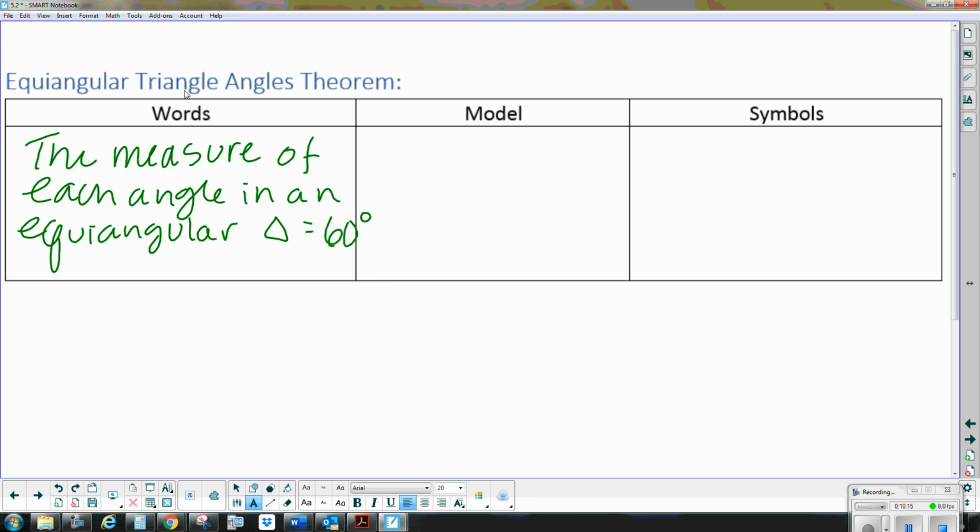So we have this equiangular triangles theorem, and this says that the measure of each angle in an equiangular triangle is 60 degrees. It has to be because there are three angles that are congruent and they have to add up to 180. So to model this in an equiangular triangle, I can name all of the angles using the same variable. And writing it out in symbols, I can just say x is equal to 60.